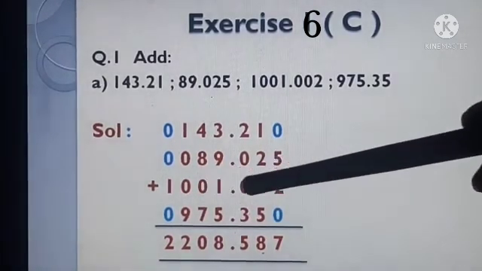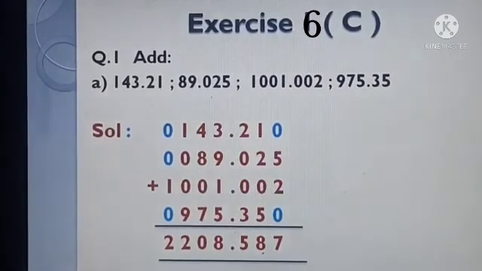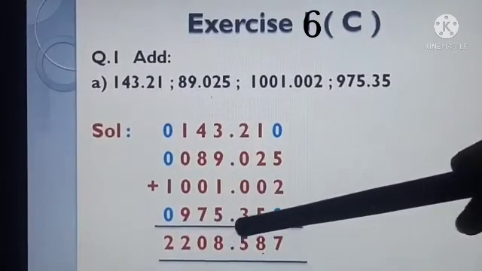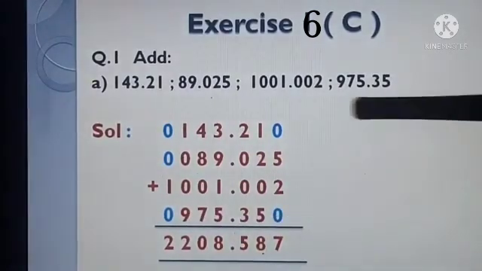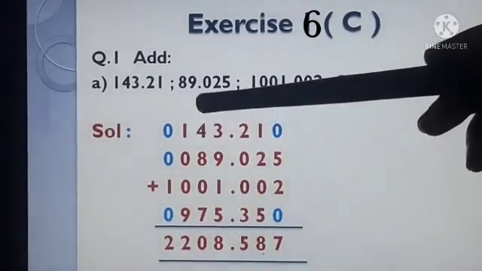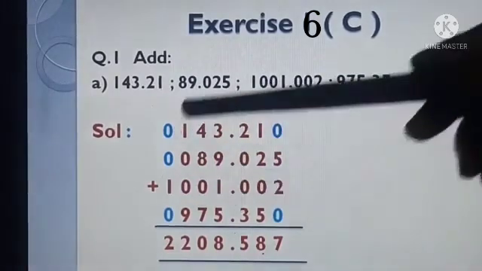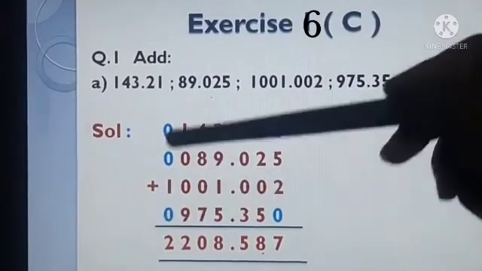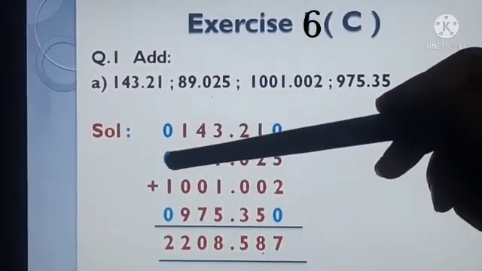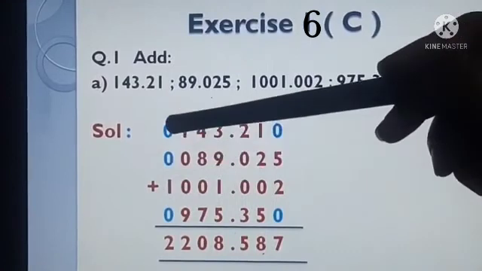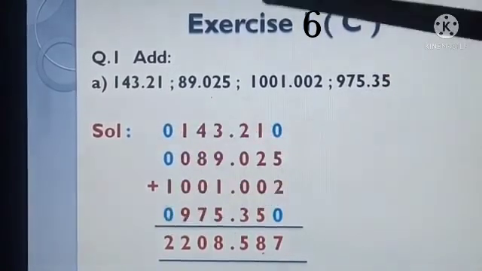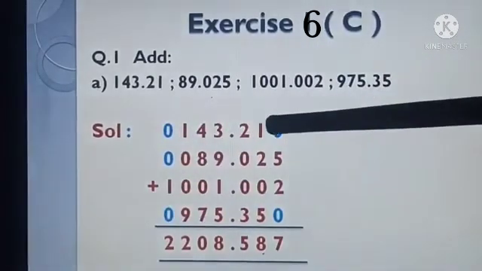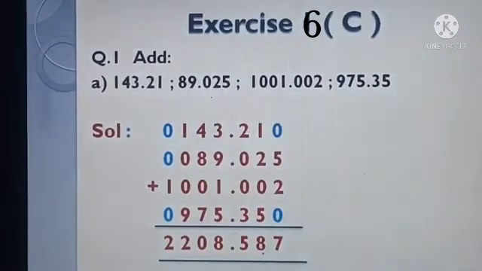After that, next is 1001.002 and then 975.35. Now, see, we have written the given numerals. The places which are left, we have to write down their zeros. Like here 0, 0, because 1 is here, and above this no number is there, and below this also no digit is there. So we will write down 0, 0, 0, 0, and here also 0 and 0.